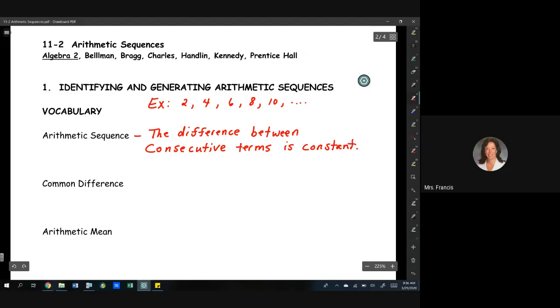Consecutive terms meaning one term right after the next, and that the difference is constant. So 4 minus 2 gives you 2, 6 minus 4 gives you 2, 8 minus 6 gives you 2. So the difference between the consecutive terms is constant. We call that difference the common difference.